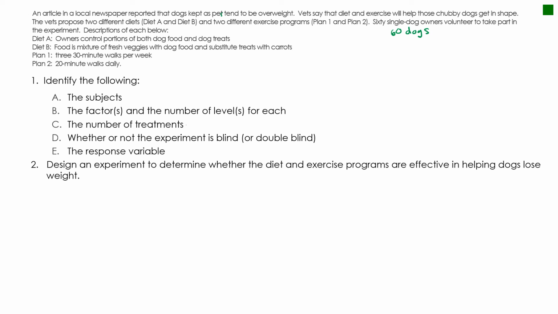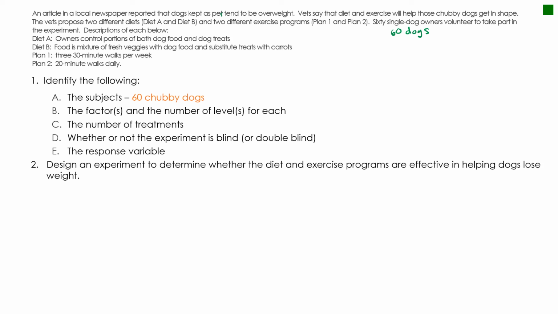Descriptions of each below. So Diet A, owners control portions of food and treats, and Diet B, food is a mixture of fresh veggies with dog food and substitute treats with carrots. And then Plan 1, 3 30-minute walks per week. Plan 2, 20-minute walks daily. So we're trying to see what is the best method for chubby dogs to lose weight.